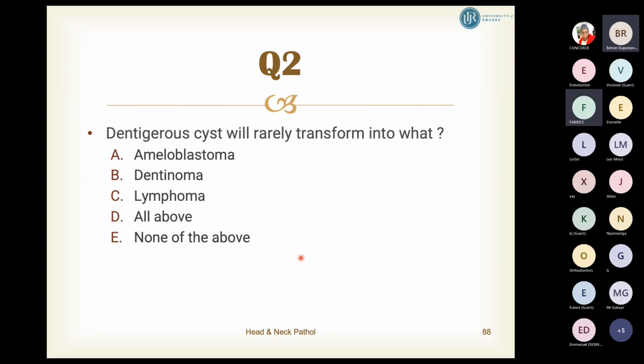So the second question: the dentigerous cyst may rarely transform into a malignant one: ameloblastoma, dentinoma, or lymphoma. Ameloblastoma. Yes, it is ameloblastoma, as I said. And I gave an example of the case I saw myself: the dentigerous cyst into ameloblastoma and then into ameloblastic carcinoma, all arising from a person with impacted teeth.